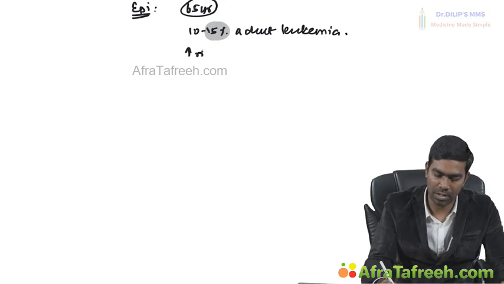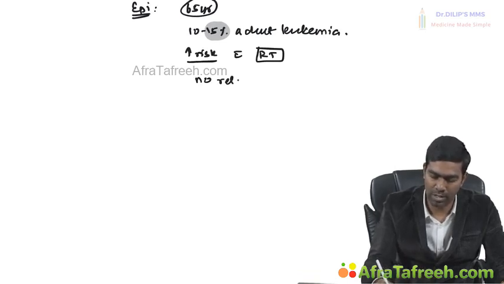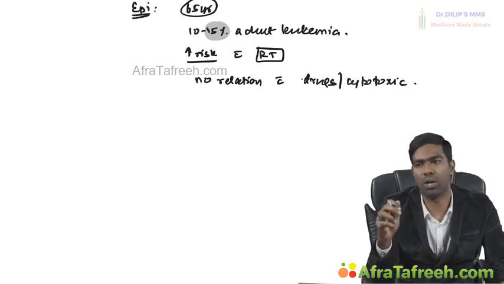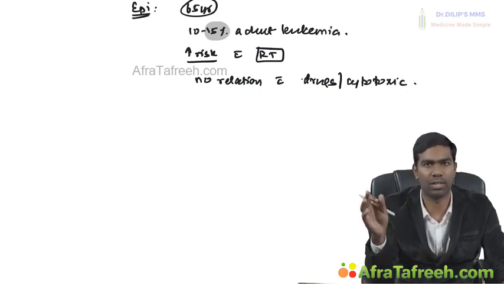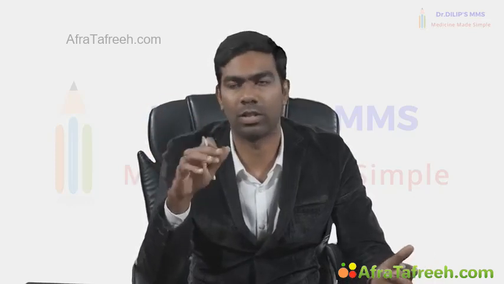Remember, the risk of CML is increased with prior exposure to radiation, but there is no relationship with your anti-cancer drugs like alkylating agents or cytotoxic treatment. Again, I would like to tell one point: AML has association with all these things, radiation and chemotherapy. But your CML is associated only with radiation, not with any drug or cytotoxic therapy.